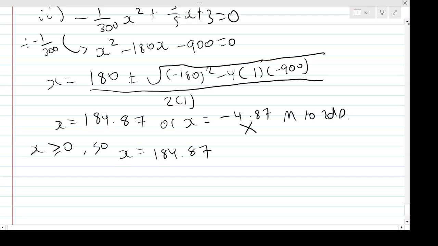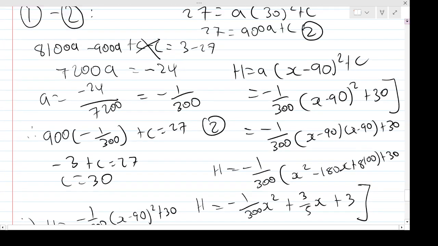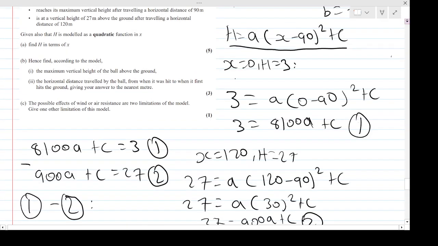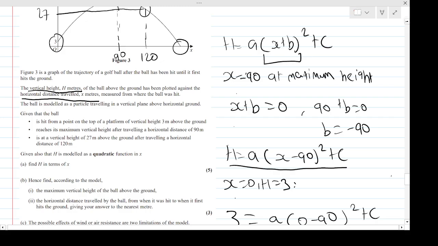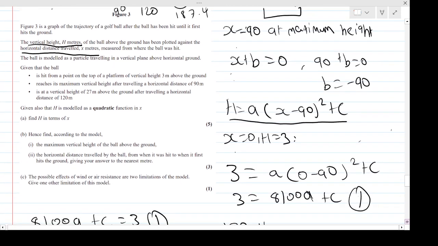184.87. Okay, so that's going to correspond to obviously this point here, 187.4. That's circled there. But as for the horizontal distance travelled by the ball, so there's horizontally how far along from when it was first hit, when x is 0, to here. Well, that's just going to be the number here, the 187.4. Okay. Then it says to the nearest meter, so x is in meters. So if it's in meters, it needs to be to a whole number. Okay. So I need to get that decimal to the nearest whole number.